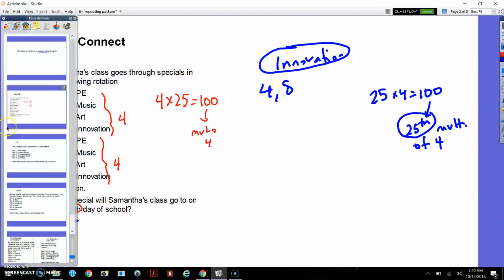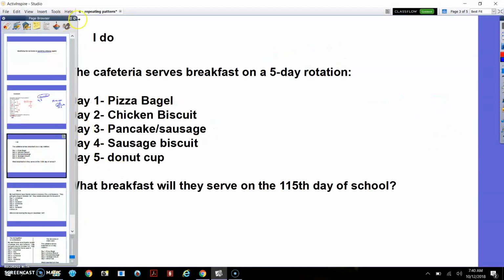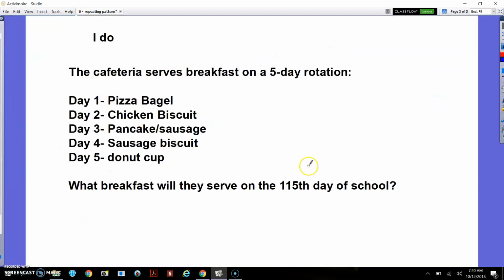So I just want to do a couple more examples to hopefully help this stick with you more, because even after you've seen it once, it can be hard to remember. So let's do this. The cafeteria serves breakfast at our school in a 5-day rotation. Day 1, they do a pizza bagel. Day 2, a chicken biscuit. Day 3, pancake sausage. Day 4, sausage biscuit. Day 5, donut cup. And then they repeat this over and over again. It says, what breakfast will they serve on the 115th day of school?